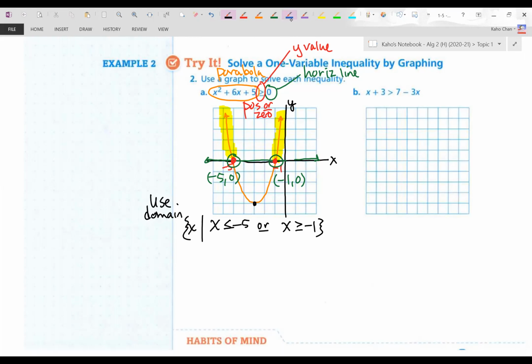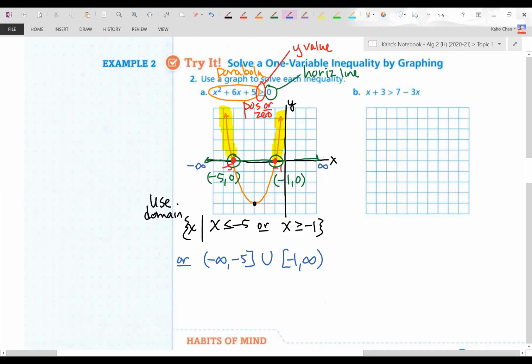That's using set notation. You can write it using interval notation like this. All the way to the far left is -infinity. At -5, it's a bracket. Or using the U symbol, going from -1 all the way to positive infinity to the right. Those are those numbers right there along the domain.